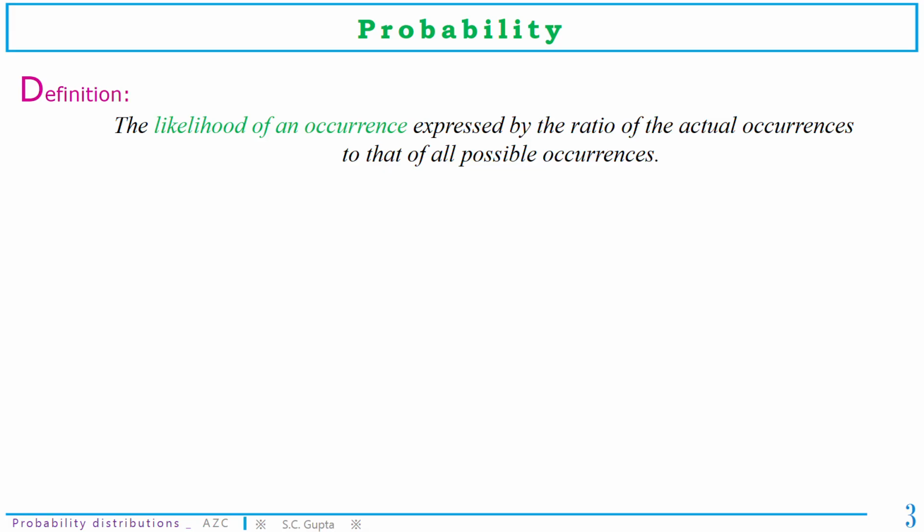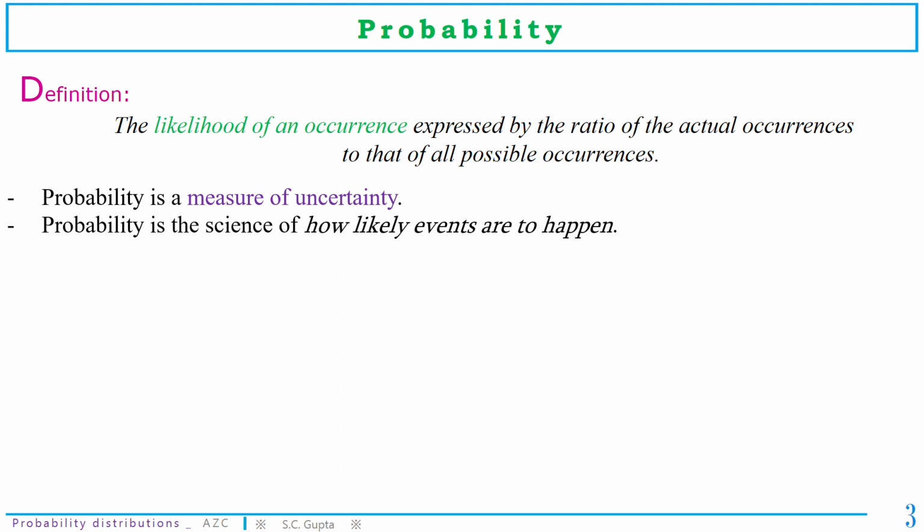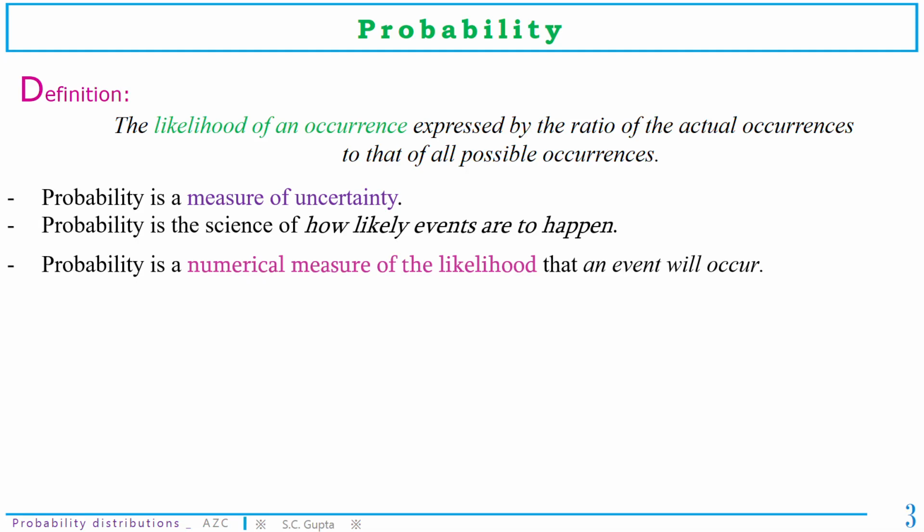Definition of probability. Probability is the likelihood of an occurrence, expressed by the ratio of the actual occurrences to that of all possible occurrences. Probability is a measure of uncertainty. Probability is the science of how likely events are to happen. Probability is a numerical measure of the likelihood that an event will occur.